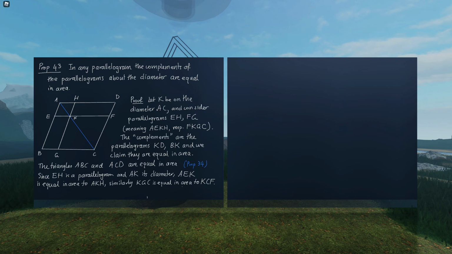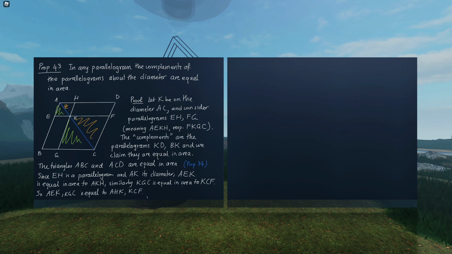So, how do I want to say this? So by common notion 2, AEK combined with KGC, so this is equal in area to that. I'll just say equal, because we don't have any other notion of equality for combined figures like this, is equal to AHK combined with KCF.